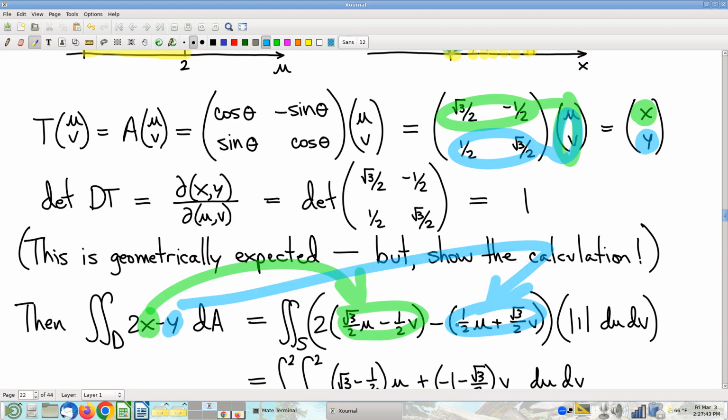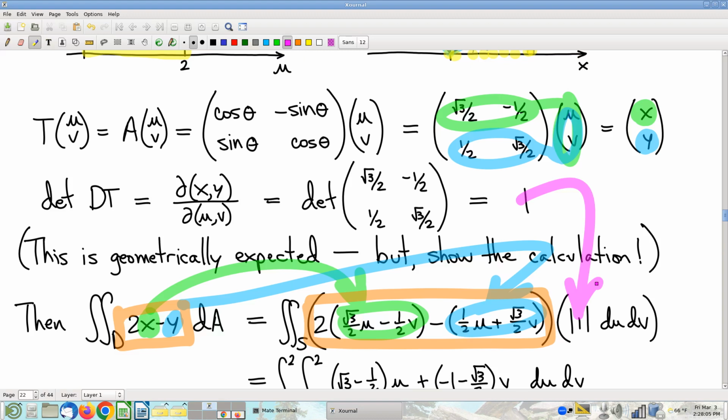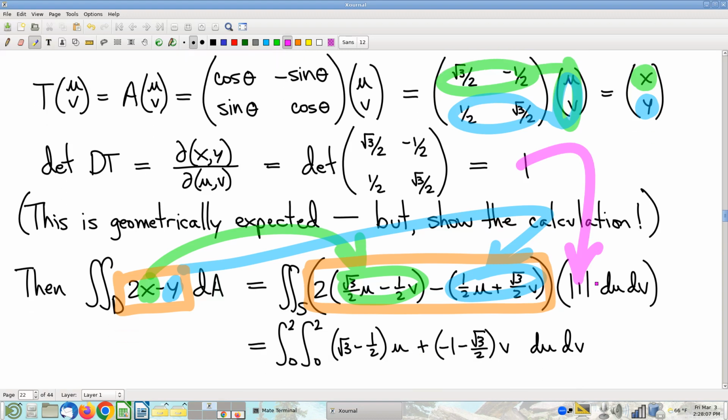And so my original integrand, 2x minus y, becomes all of this: 2 times that big thing minus that big thing. That's just plugging in. Hardly anything happened, using the formulas given in the change of variables function to just literally plug in. I've already inserted my stretching factor, and we're in business. We have ourselves a new integral.